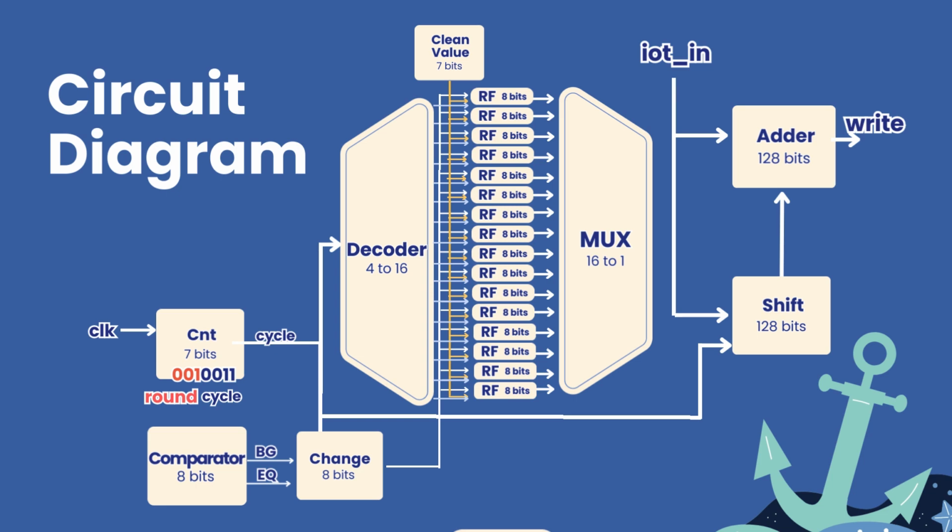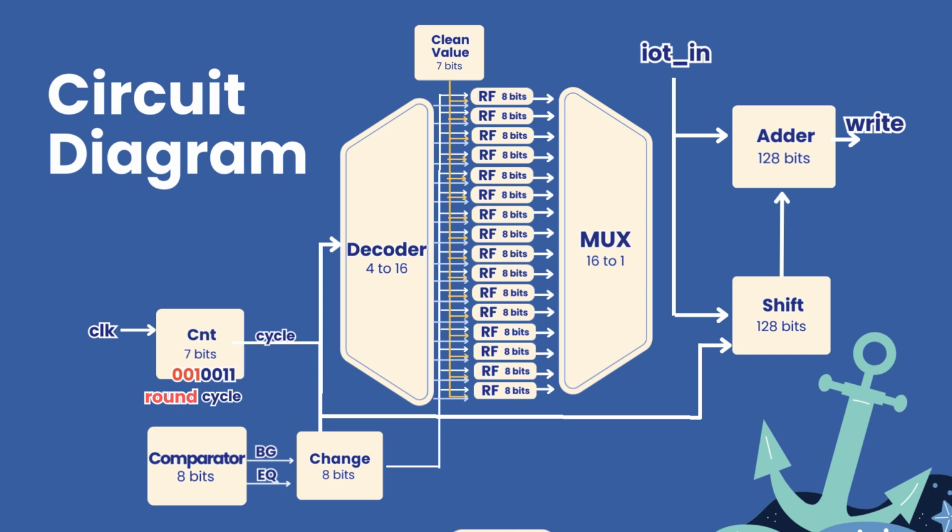We also have the comparator, which will compare the IOT in value and the IOT out value, which we previously stored, and it will output whether it is bigger or equal to the change module. The change is a module that changes the output register and decides whether it will write the new number or not. And the counter and the change will go into the decoder and then the RF, telling the RF whether it should be a clean value or IOT in. It is controlled by the change output value and the decoder output value, which tells which part of the output memory we are writing now. And then the R16 RF will go to the MUX 16 to 1.